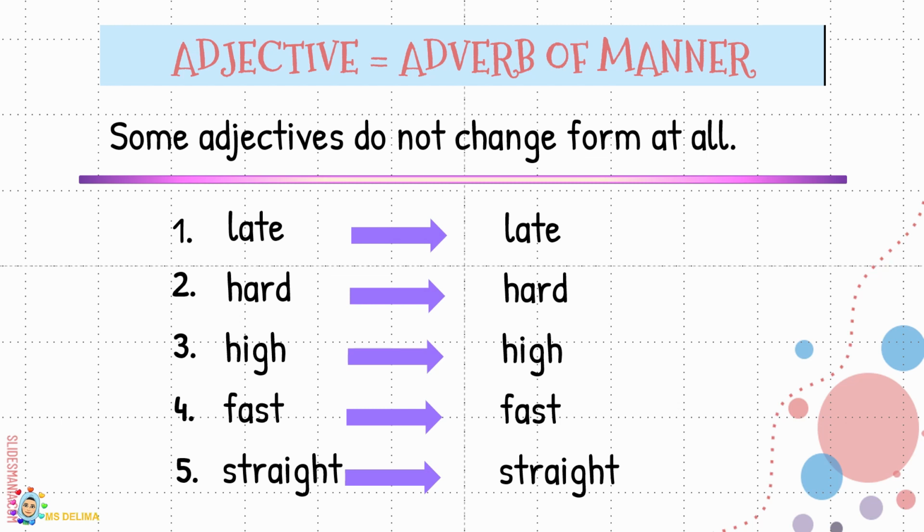The next one is fast. For example, he runs fast. We cannot say he runs fastly. That is wrong. We just say he runs fast. The last example is straight. Come straight to school. We cannot say come straightly to school. That is wrong. The correct one is come straight to school.